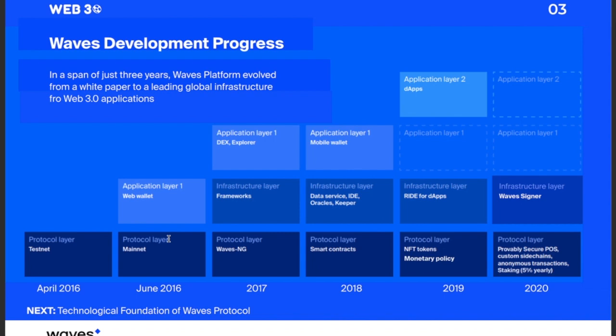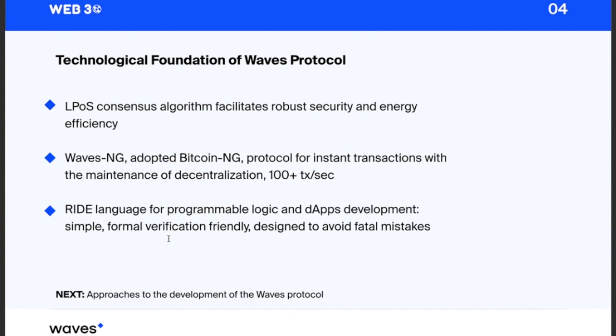And this same year, it intends to build the provably secure POS, custom sidechains, anonymous transactions, and currently the staking reward as a miner on the Waves blockchain is already above 5% yearly return. Okay, so let's look at the technological foundations of this Waves blockchain.